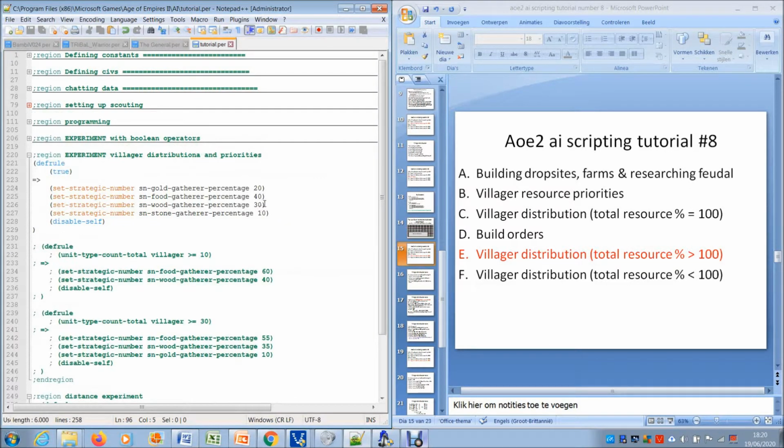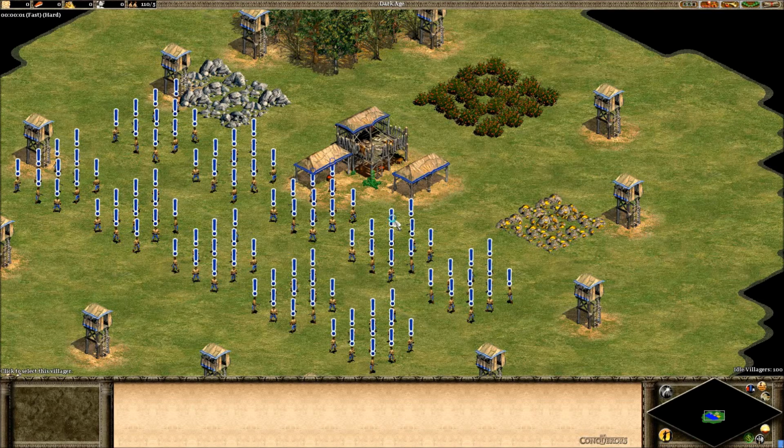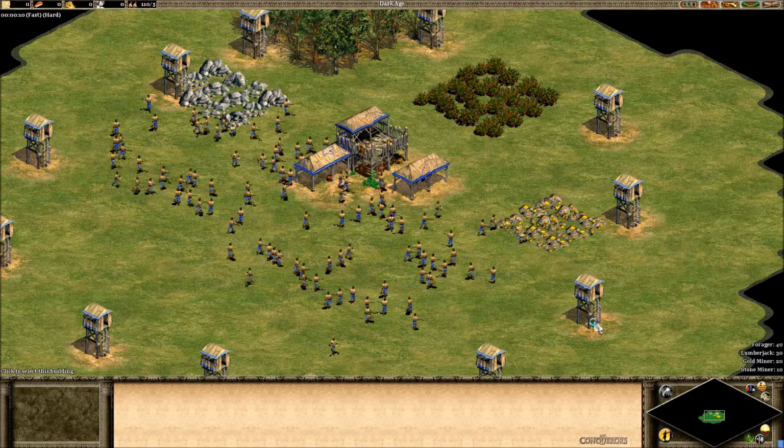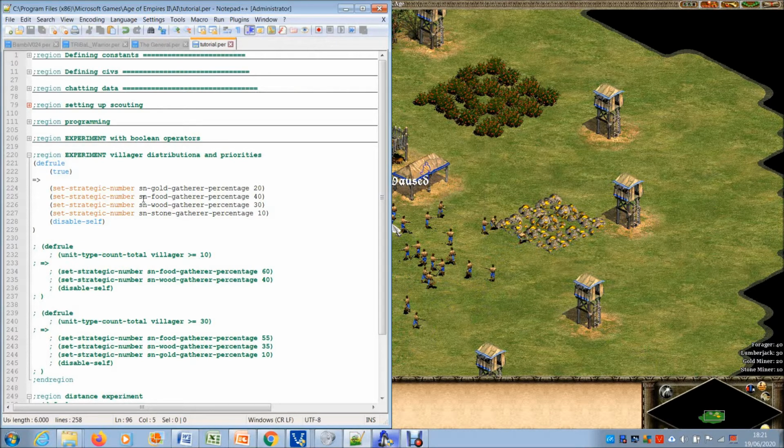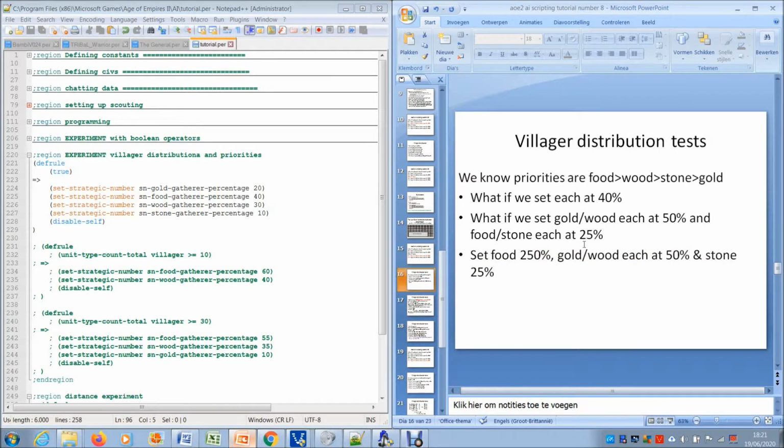First we will test the 100 to see that everything is working as it should. 40, 30, 20, 10. Excellent. First experiment. We will try and deduce what happens. What if we set each resource at 40%? We know the priorities are food, wood, stone, and gold. So we set each at 40%. I will order it in the order of priorities, like that. Food, wood, stone, and gold. Save. Let's see what happens.